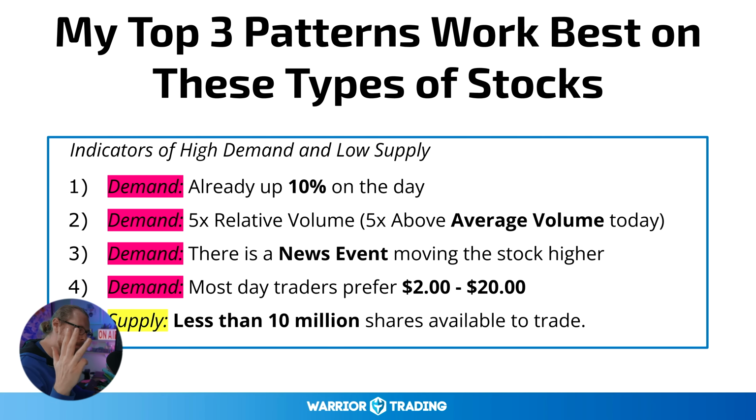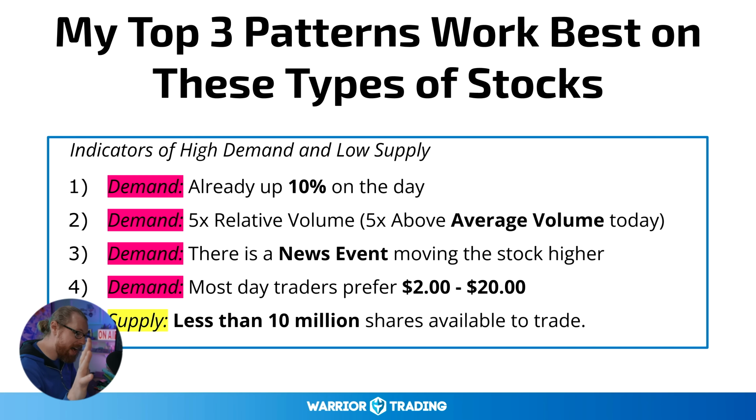And number 4, most day traders prefer stocks between $2 and $20. They're less expensive, and most day traders have relatively small accounts. I mean, we don't have multi-million-dollar accounts. Even on the spectrum of, okay, maybe you've got a $25,000 or $30,000 account, it's still relatively small. So most day traders prefer lower-priced stocks. Those are our 4 criteria that create demand: being up 10%, having 5 times relative volume, having a news event, and being between $2 and $20.